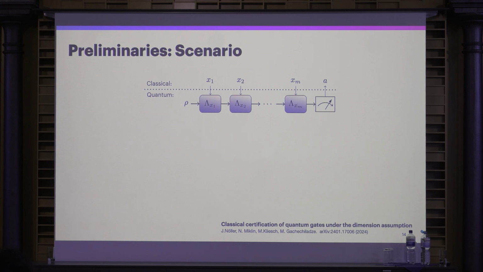And the quantum computer initializes the states. Every time you press a button, it executes a certain uncharacterized channel. And then at the end, it makes the measurement, and it gives you a classical outcome.